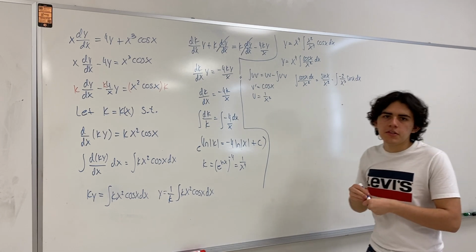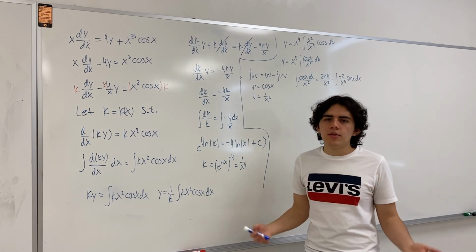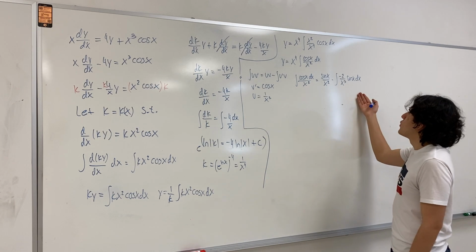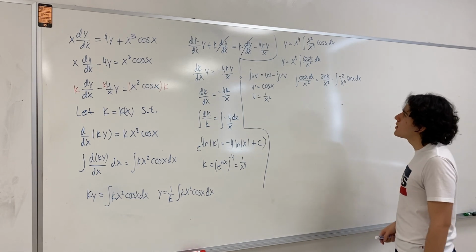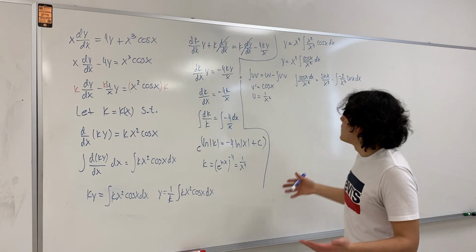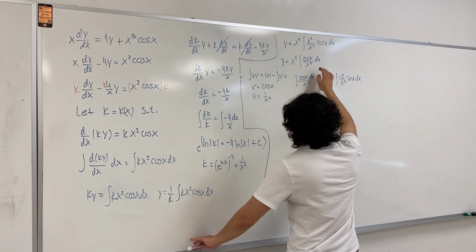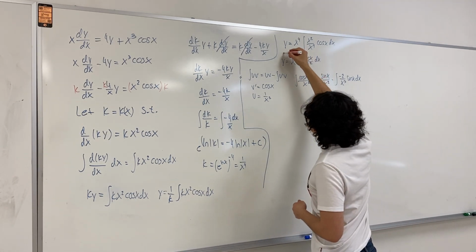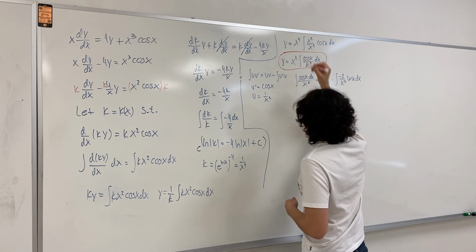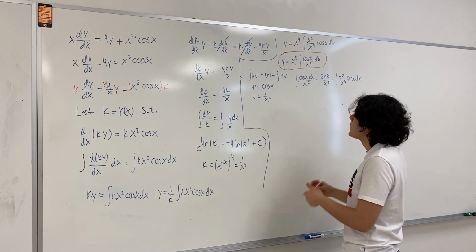Now, for our purposes, yes, maybe there are some tricks you could do to find a series to represent this, but for our purposes, this is our final solution. There is no way you can write this in any simpler form. So this is our solution to our differential equation, okay?